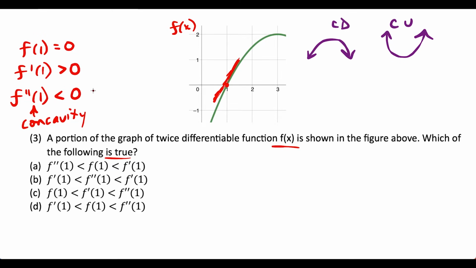So now we're just going to order these from least to greatest. Notice that f double prime of 1 is negative, so that's the smallest. And then f of 1 is in the middle because it's equal to 0. And then the positive value, f prime of 1, would be the greatest here. So we're going to look for f double prime of 1 to be first, f of 1 in the middle, and then f prime of 1 would be the greatest.